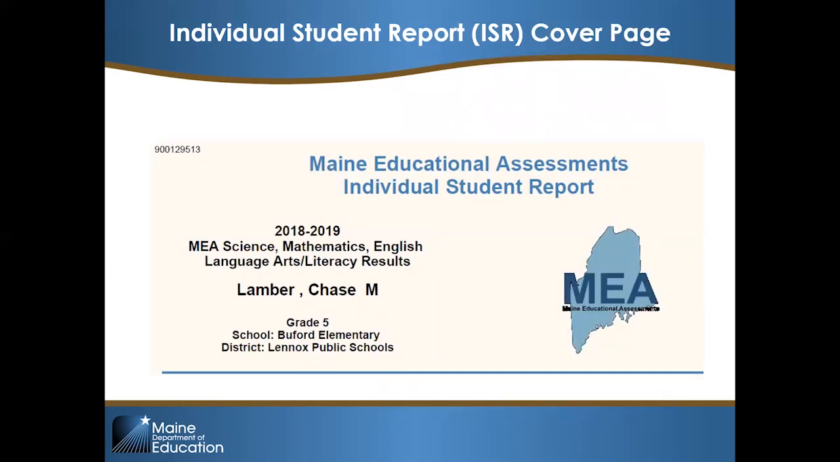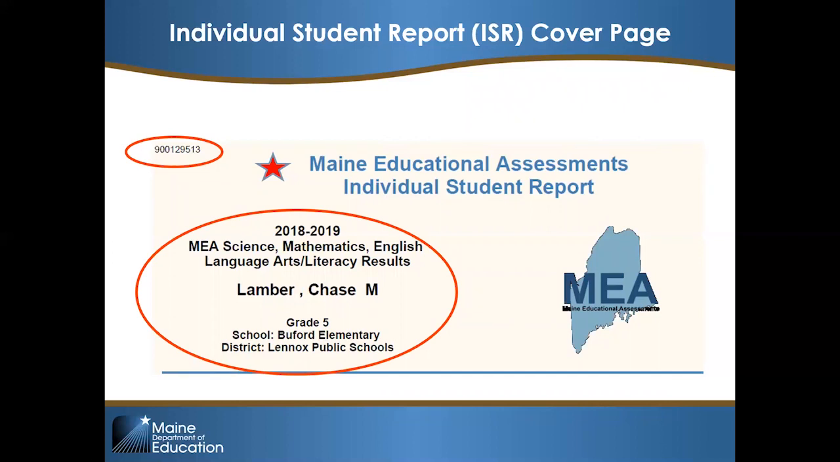The top of the ISR names the Maine Educational Assessments Individual Student Report. The 9-digit number in the top left of the page is the unique student's permanent K-12 state student identification number. Under the title on page 1 is the school year, MEA content areas, student's name, grade, school, and district. This sample ISR is for the 2019 MEA results for science, math, and ELA literacy for student Chase Lambert, who is in the 5th grade at Buford Elementary School in the Lenox Public School District.